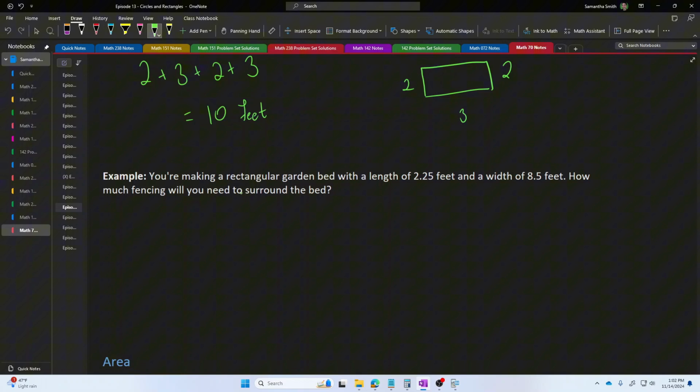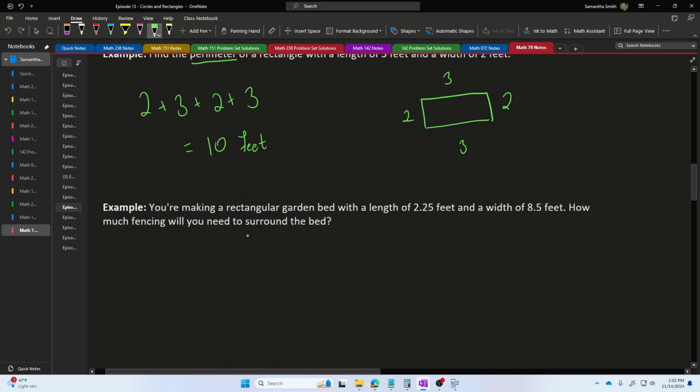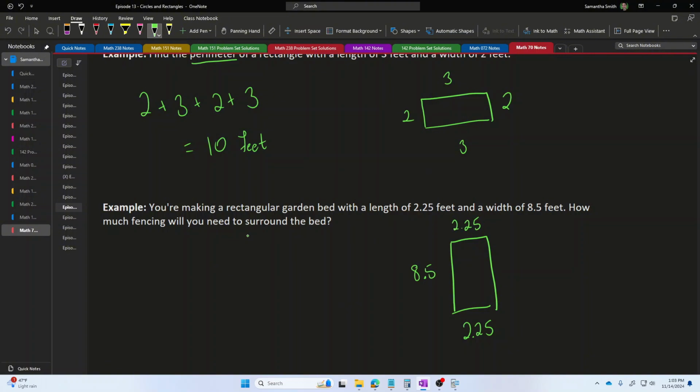So if I want to make my garden bed with these measurements, how much fencing would I need to surround it? So this is a perimeter question in disguise. If I want to build a fence around the entire garden bed, then I need fencing to cover this 2.25 feet of length, this 8.5 feet of width, then this side up here, and then this side over here, right?